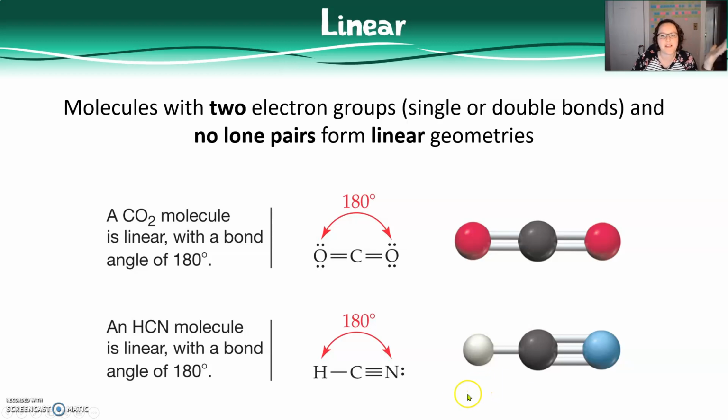Since both carbon dioxide and hydrocyanic acid shown below have just 2 electron groups around the central atom in each, then these 2 structures are both linear with that 180-degree bond angle that is typical to this type of geometry.